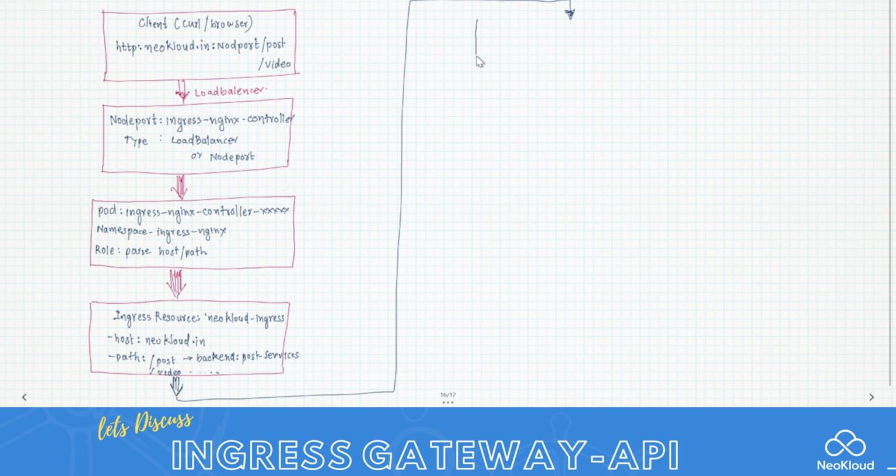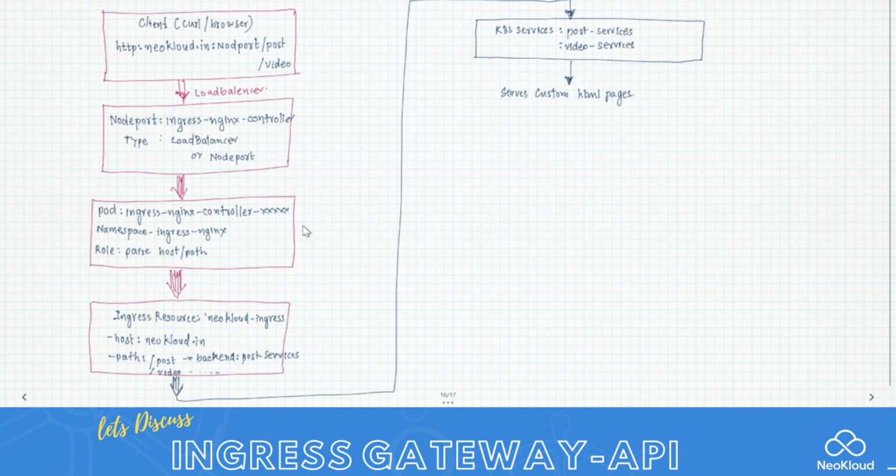Now it comes to the Kubernetes services, that is the ClusterIPs. Kubernetes services: post service, and one more, video service. These are two different services. Whatever the input, post goes to the post service, and video goes to the video service. Then it serves a custom HTML page as per the link.